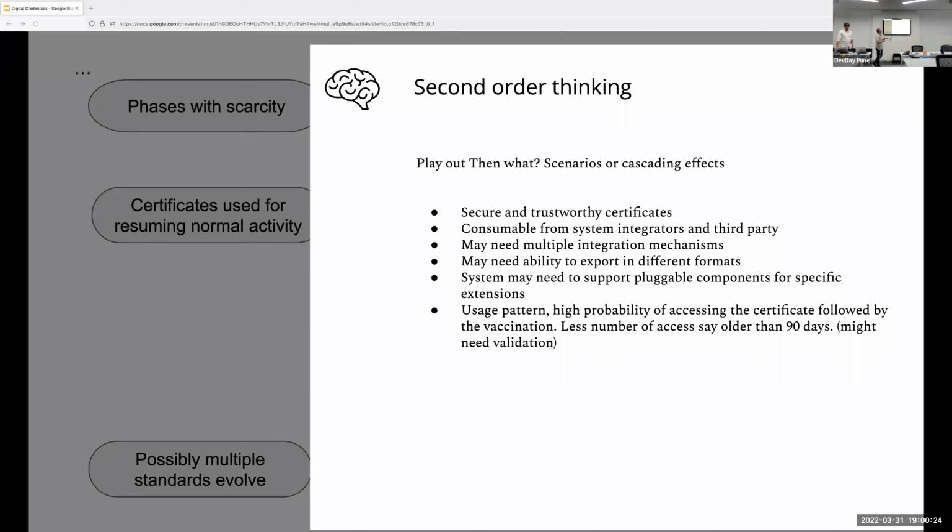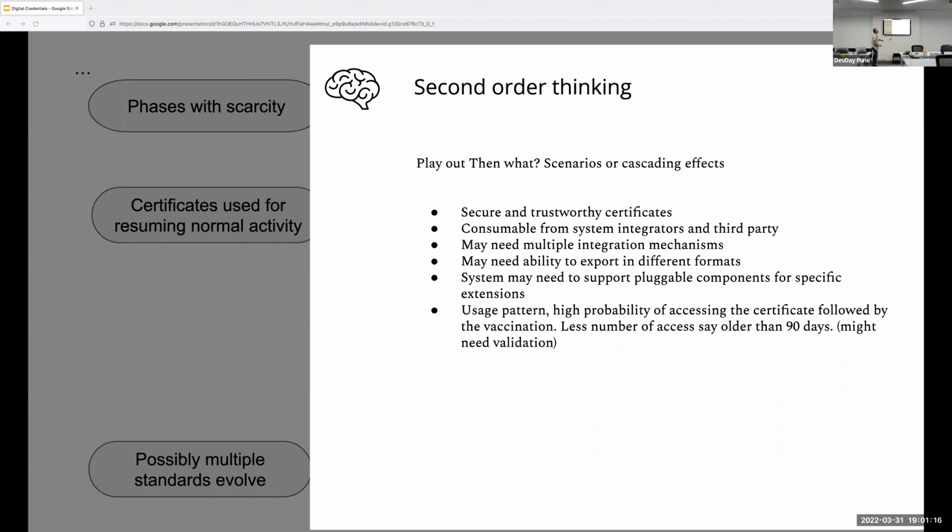It should be consumable by the system integrators. From the tech angle, it should be API based, open, and commonly understandable, with some authentication mechanism to allow the access. It may need multiple integrations, and the ability to export in different formats. If different countries use their own formats, it should be able to convert to those. A system may need to support plug and play components. If you're talking about a multiple country scenario, the name, address, etc. vary, so there could be a small customization required at the country level. So it should be able to add a small pluggable component and support it.